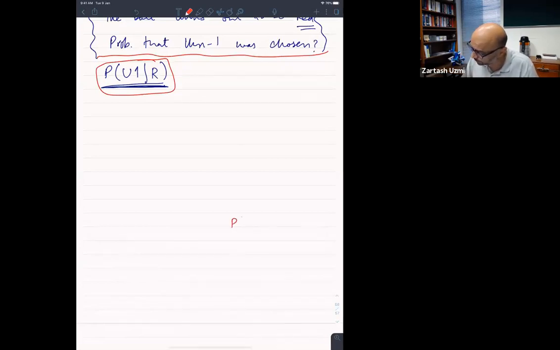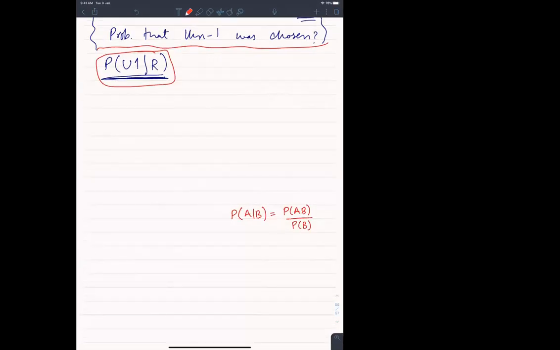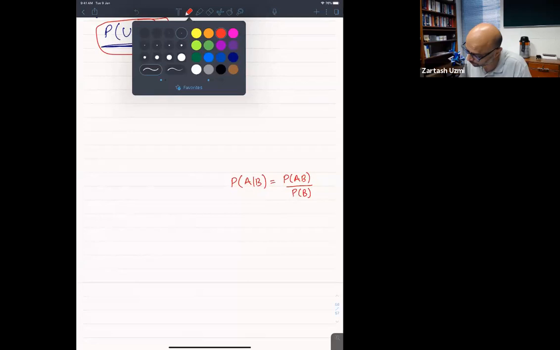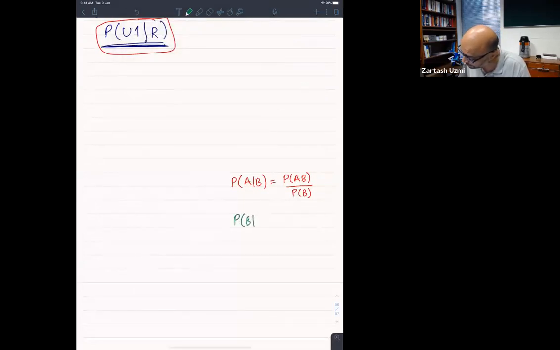Remember, we defined the conditional probability of A given B is equal to probability of A and B divided by probability of B. Everyone is okay with that? Yes or no? This is how we define the conditional probability. Now, another expression that I will define is probability of B given A. Probability of B given A is also equal to probability of A and B, or B and A, A and B are the same, divided by probability of A. Everyone is okay with this as well?